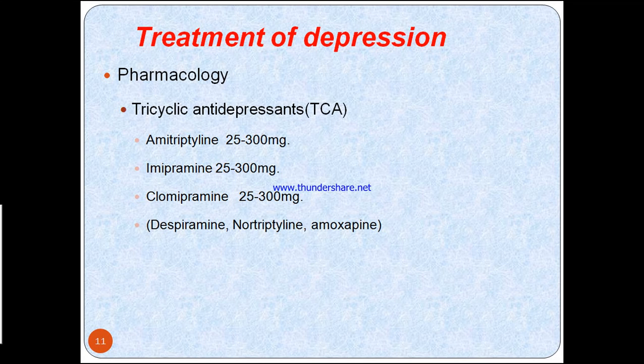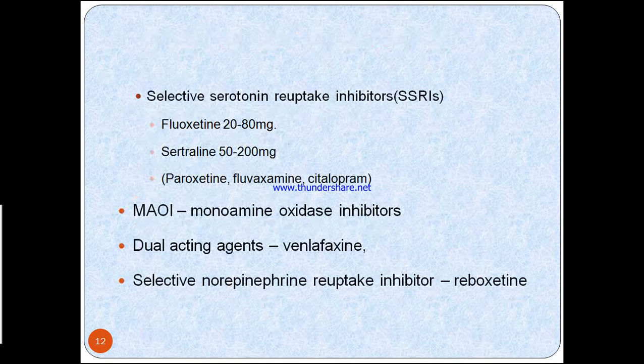The treatment of depression and dysthymic disorder is tricyclic antidepressants: amitriptyline, imipramine, clomipramine, desipramine, nortriptyline, amoxapine. One of these we commonly use in our countries, and amitriptyline is the drug of choice. The others are selective serotonin reuptake inhibitors, SSRIs, like fluoxetine. Monoamine oxidase inhibitors, MAOIs, can also be used.